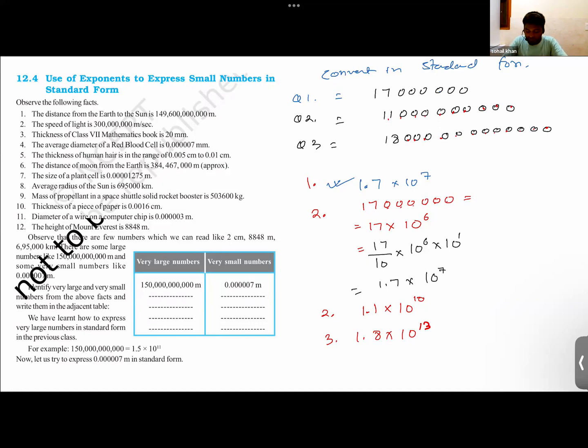So we have just discussed the larger numbers. The first part is clear. Now let's understand how we express very small numbers in the form of exponents. So look at the other number, 0.0000007.